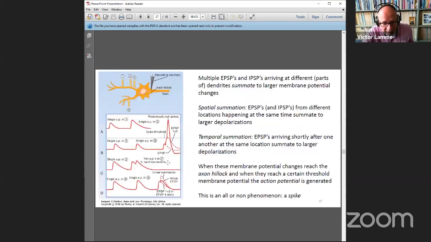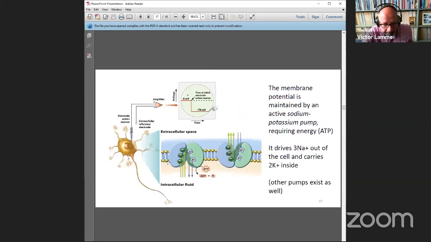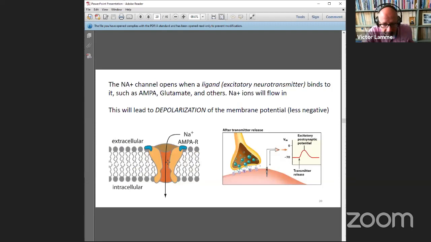And then if you go back to this slide, here you have this channel opening. So here is the neurotransmitter, which is bound to the channel, then sodium flows in. And then you get a depolarization, which you can measure here. So depolarization of the membrane potential. Because it's positive ions flowing in, it gets less negative.